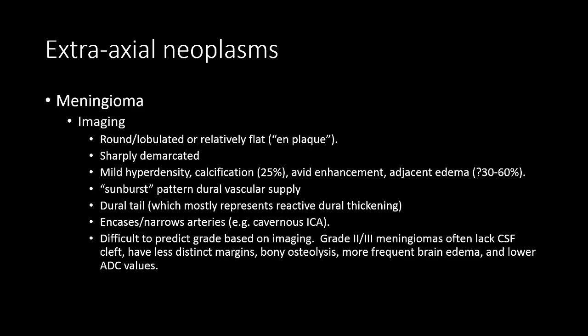On preoperative imaging, it's very difficult to predict meningioma grade, but generally speaking, grade 2 or grade 3 meningiomas more commonly have less distinct tumor margins. They often lack a clear CSF cleft between the tumor and the underlying brain. They are more commonly associated with brain edema, bony osteolysis, and have lower ADC values on diffusion-weighted imaging.